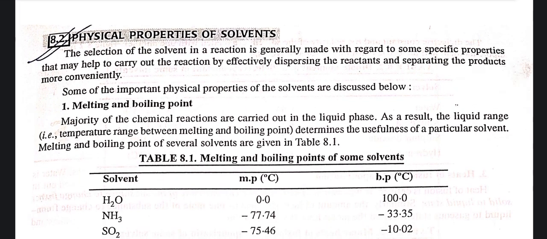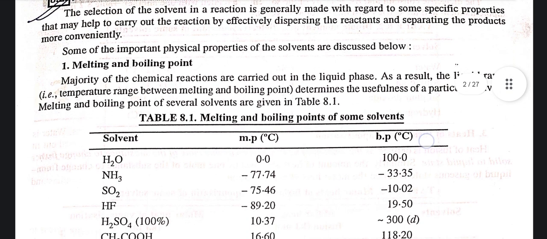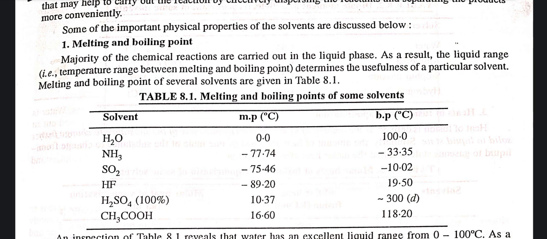Physical properties of solvents. The selection of the solvent in a reaction is generally made with regard to some specific properties that may help to carry out the reaction by effectively dispersing the reactants and separating the products more conveniently. Some of the important physical properties of the solvents are discussed below. First, melting and boiling point. The majority of chemical reactions are carried out in the liquid phase. As a result, the liquid range determines the usefulness of a particular solvent.